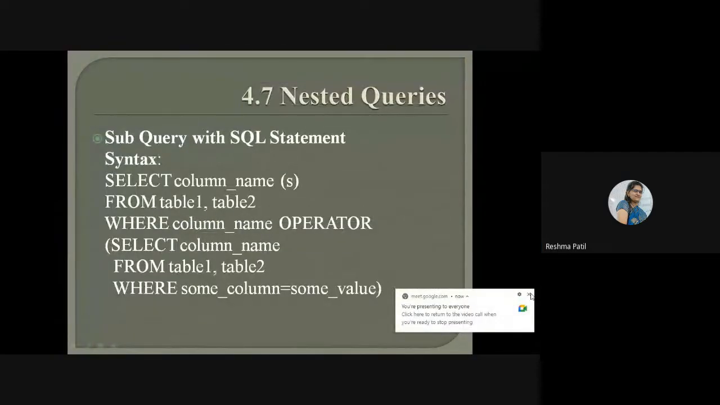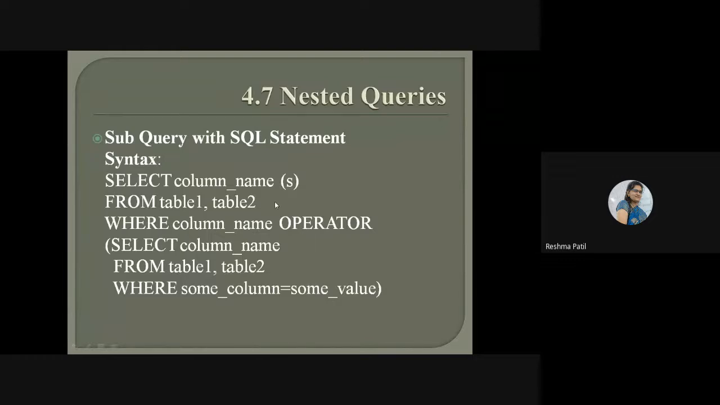Here is the syntax for a nested query. Select column name from table 1 and table 2. Two tables are taken here. We have to select a particular column name or more than one column name. Where column name, here we have to use an operator: equal to, less than, greater than, less than or equal to. Whichever operator is needed, we will use here on the basis of the condition. Operator, then in brackets, is the inner SQL statement. That is the nested one.